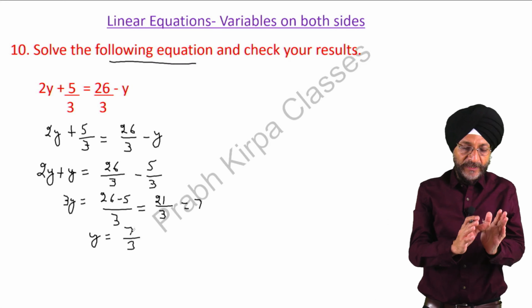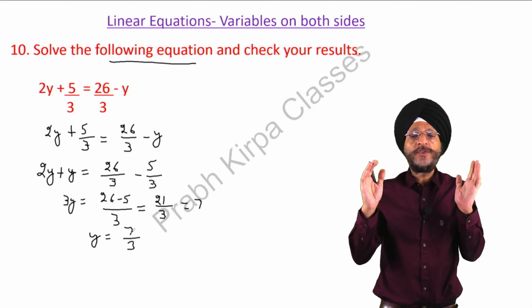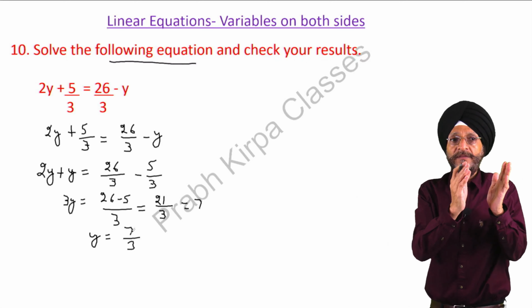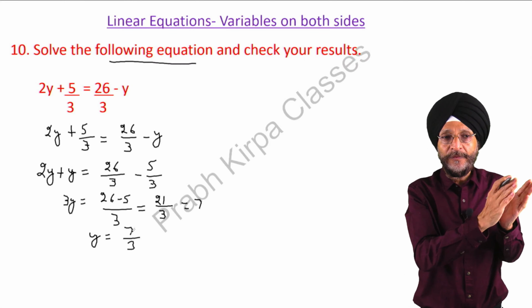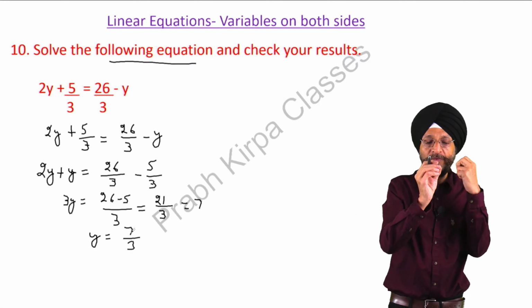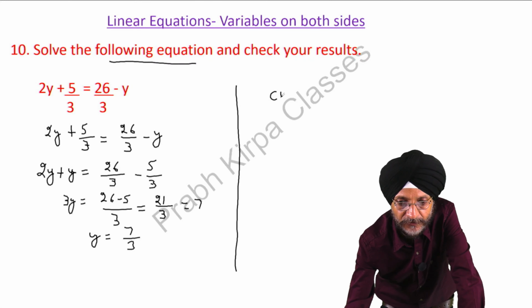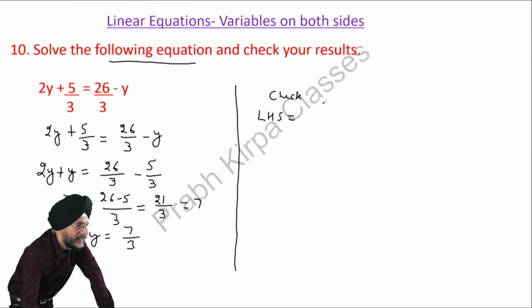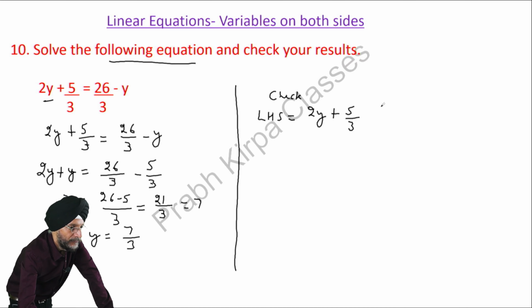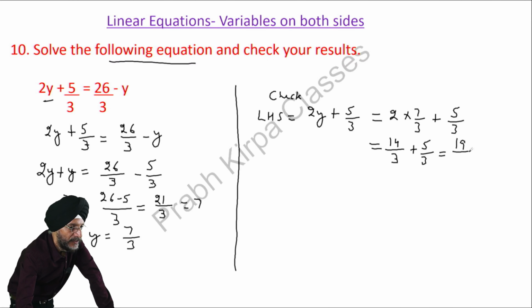So now we have arrived at the value of y. So now we are to check whether what is the value of left hand side and what is the value of right hand side, because we will fill in the value of y in both the expressions. So check left hand side. What is left hand side? 2y plus 5/3. So 2y is 14/3. 14/3 plus 5/3. It becomes 19/3.